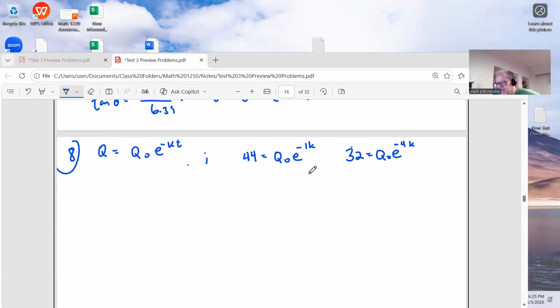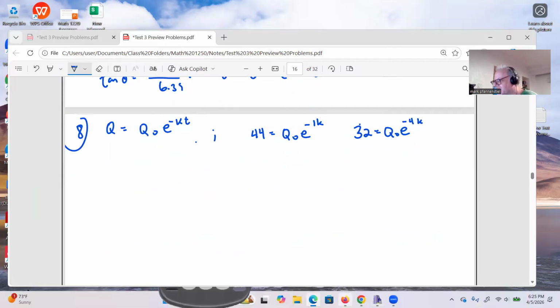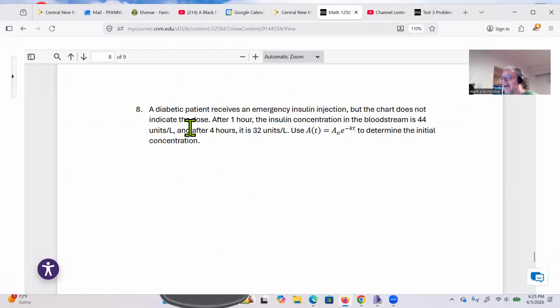So we are trying to figure out a system of nonlinear equations. Let's go back up here and read the problem. A diabetic patient receives an emergency insulin injection, but the chart does not indicate the dose. After 1 hour, the insulin concentration in the bloodstream is 44 units per liter. After 4 hours, it is 32 units per liter. Use A of t equals A sub 0 e to the negative kt. That's the exponential decay function.